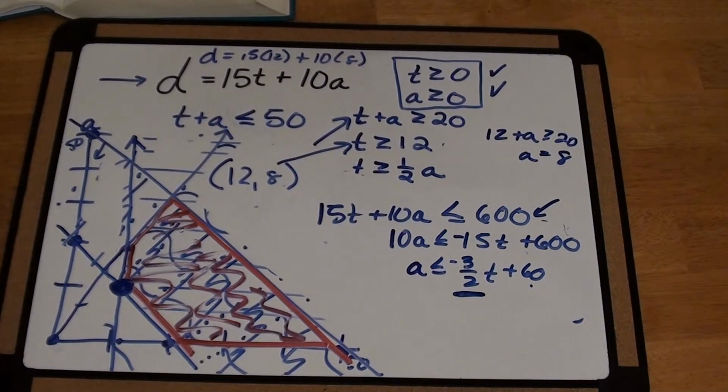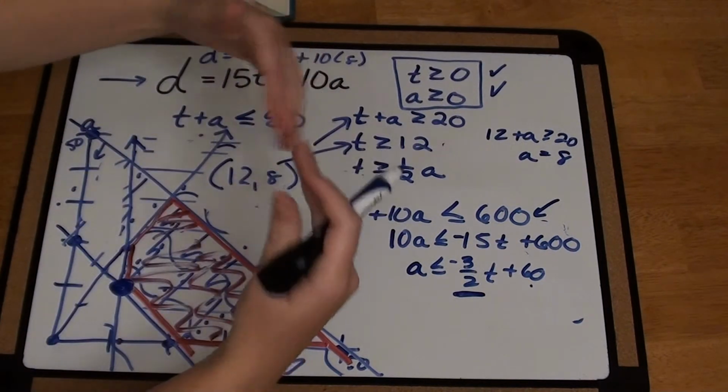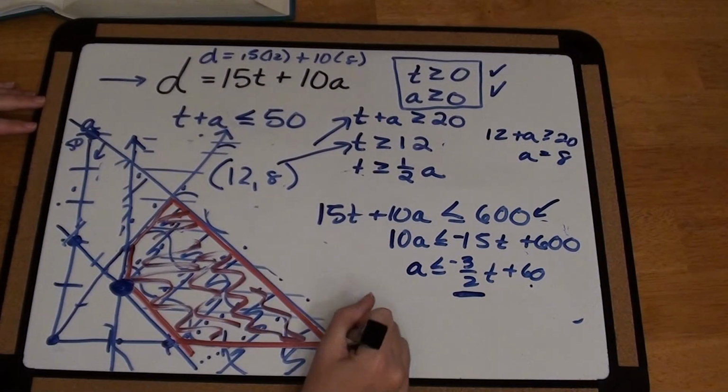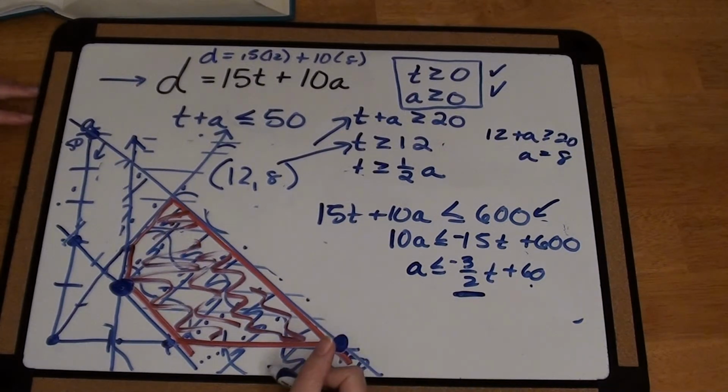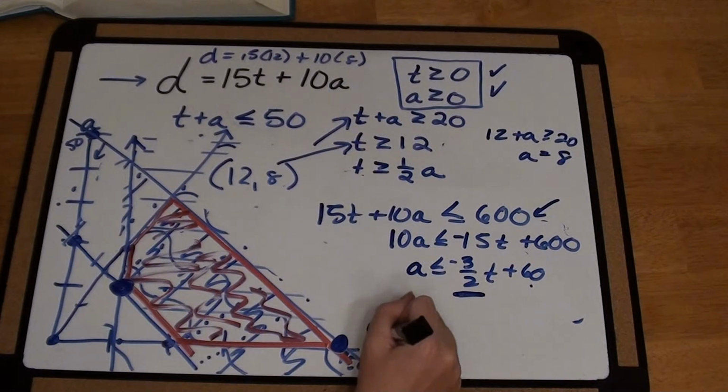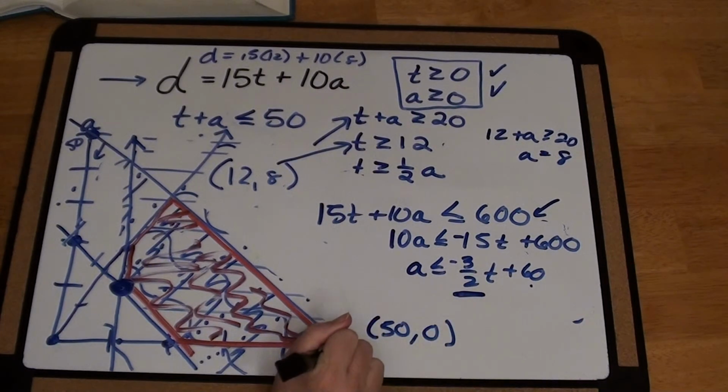Okay, if you want to find the biggest possible cost of this, the maximum feasible cost would be the cost farthest to the right. That would be over here. That would be if you hire absolutely no aides and only teachers. And that would be 50 teachers and no aides, because that's the point on this graph.